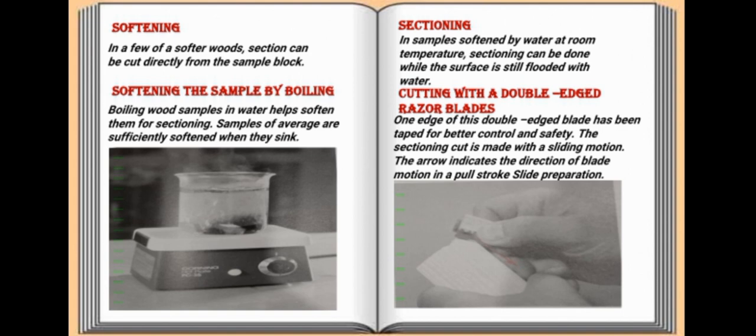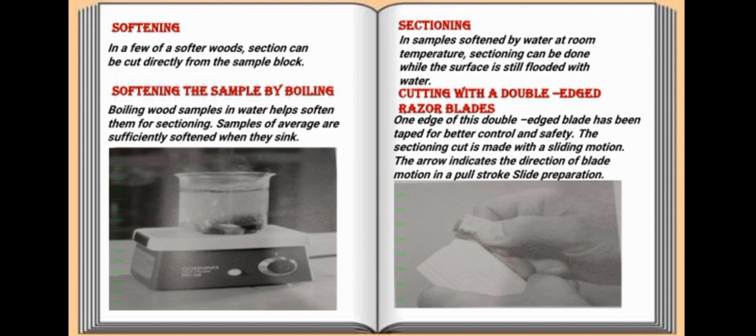About these pictures, softening the sample by boiling is boiling a sample to soften it. It is a process commonly used in various fields such as chemistry, material science, and food preparation. The basic idea behind this is that heat can break down the structure of a material, make it more pliable or easier to work with.